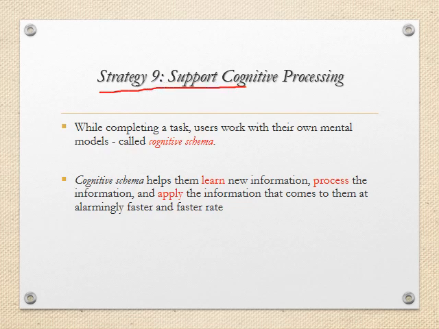Strategy number 9, support cognitive processing. While completing a task, users work with their own mental models. These mental models we call a cognitive schema. So what do we mean by cognitive schema, and how does it work? Cognitive schema helps the user learn new information, process the information, and apply the information that comes to them at faster and faster rates.